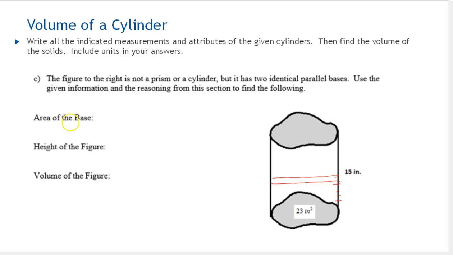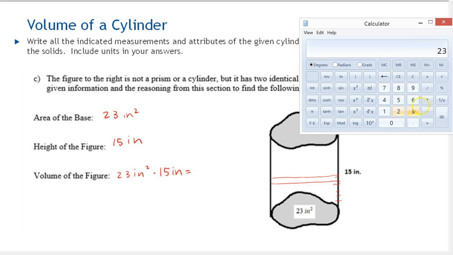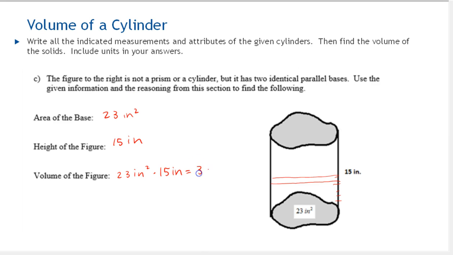The area of the base, well, that's nice. We're given that, 23 inches squared, because I don't even know how to find that. The height of the figure is 15 inches. Now our volume is going to be the area of the base times the height. So we'll multiply 23 times 15, and we get 345 cubic inches.